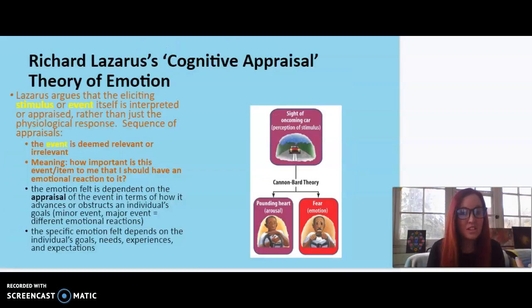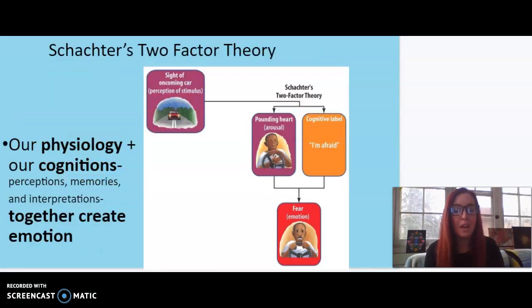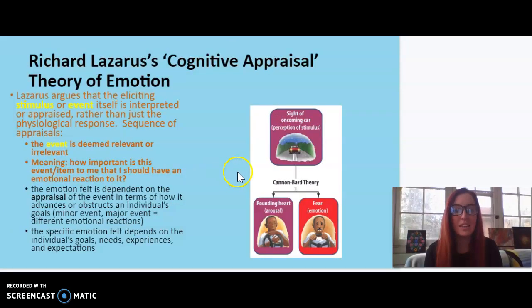And then there's an additional theory called Richard Lazarus's cognitive appraisal theory of emotion. This is saying that it's not the arousal, as in Schachter-Singer's theory, that we have to label. He says that it is the event itself.